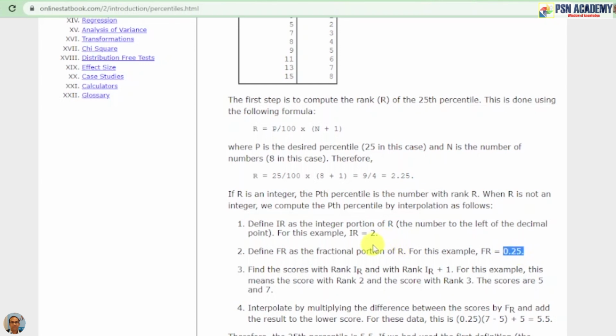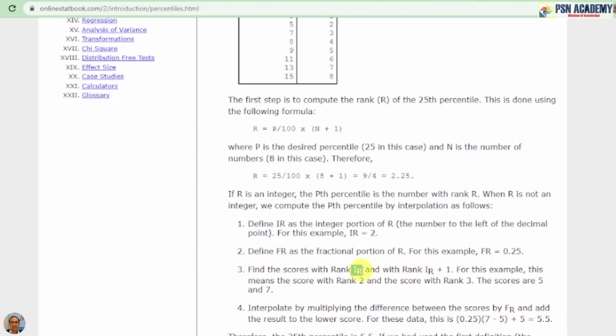Now he is asking you to get this rank IR, that means at 2, and also the score of 2 plus 1. So you take the score of 2 as well as the score for 2 plus 1, subtract those two scores, multiply it by this FR, the fraction part, and add this to the score for IR, not IR plus 1.